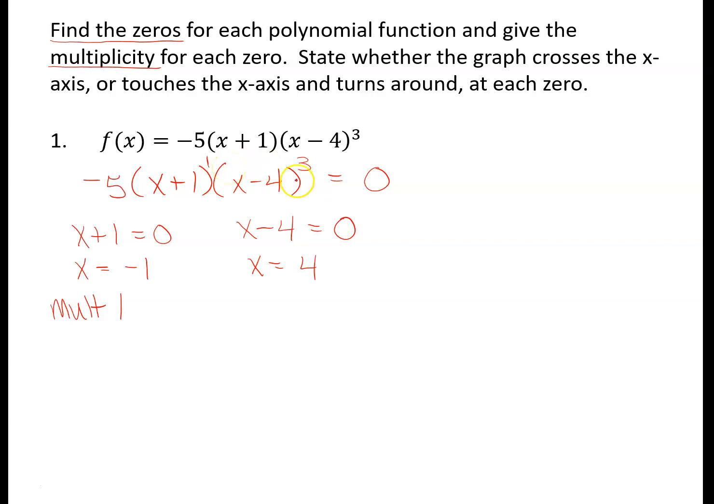And then on my x minus 4, there's actually 3 of those. You don't have to write it out 3 times. But if we did and we solved each one, we would get x equals 4 3 times. And really the easy way to get those multiplicities is just to look at the exponent on the factor. So x plus 1 had an exponent of 1, multiplicity 1. And the x minus 4 had an exponent of 3, making this multiplicity 3. So we might make a note here that these are the exponents on the factors.